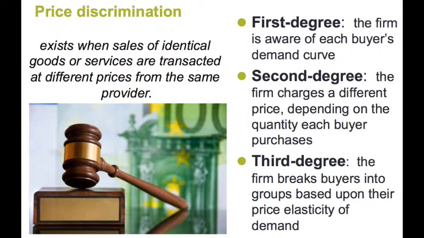Price discrimination exists when sales of identical goods or services are transacted at different prices from the same provider. It includes first degree, where the firm is aware of each buyer's demand curve. The second degree is where the firm charges a different price depending on the quantity each buyer purchases. And the third degree is where the firm breaks buyers into groups based upon their price elasticity of demand.